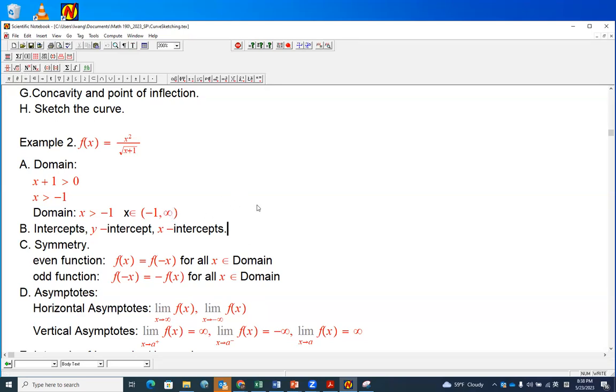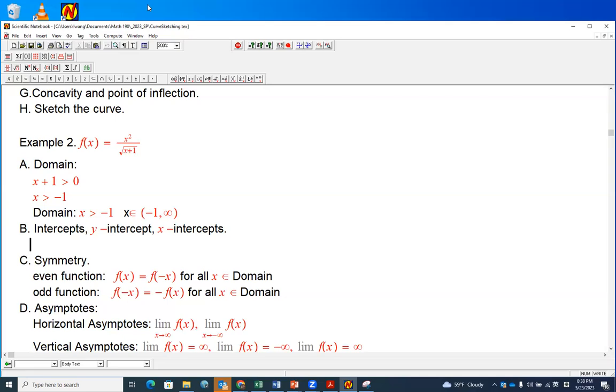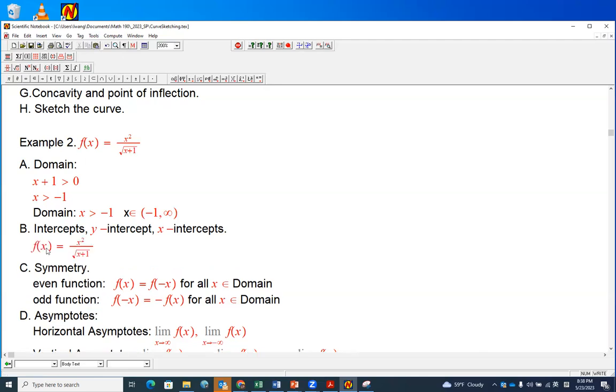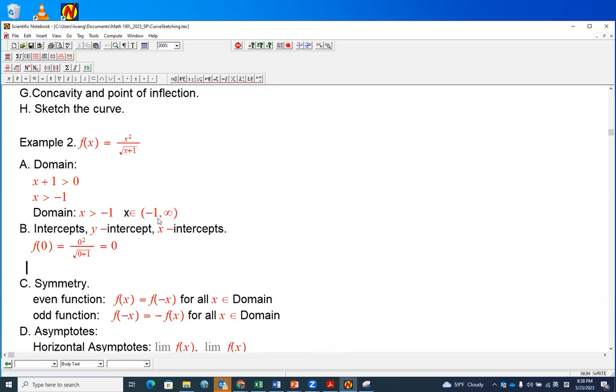There, intercepts. And the easiest to find is the y-intercept. So we're going to set the input equal to 0, x equals 0, so we get 0 squared in the numerator. And in this case, the y-intercept is 0, 0. It's a point.